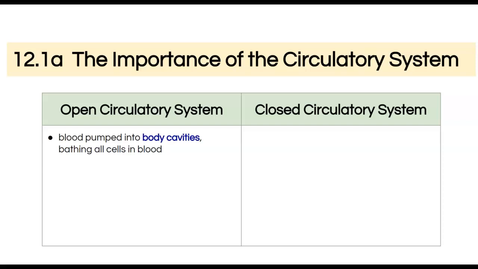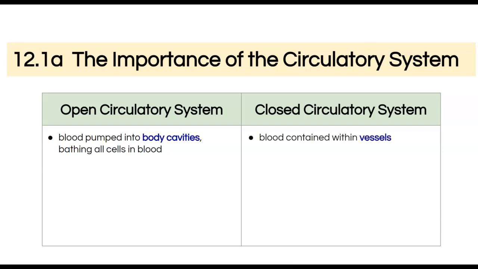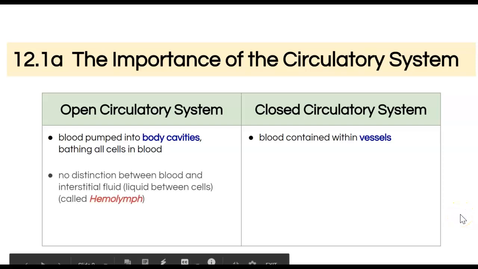So how is a closed circulatory system different? Well, in a closed circulatory system, the blood is all going to be contained within specific vessels, be it arteries, veins, venules, arterioles, or just capillaries, right?